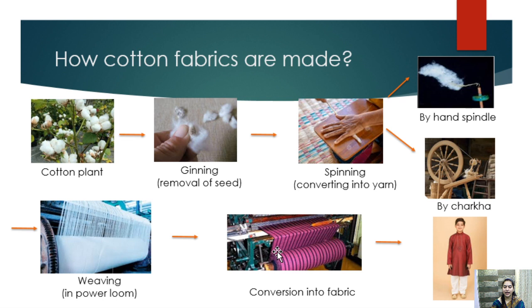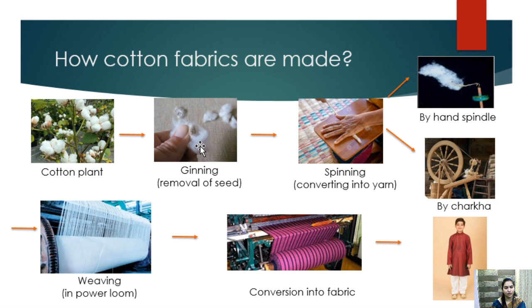Okay. I am repeating it once again. Please listen to me very carefully, children. So first we take a cotton plant. We take out a cotton ball from it. From that cotton ball, we'll remove the seed. The process is called ginning. Then this cotton is spun. The process is called spinning, and yarn is formed.